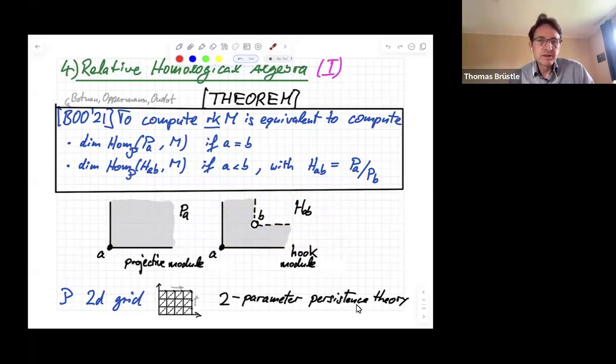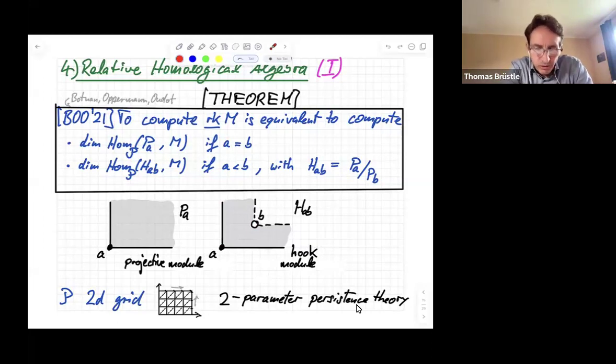Computing the rank invariant is really equivalent to computing the dimension of Hom spaces from this given set, the projectives and the hook modules, into my given module M. And they prove this theorem just by, to some degree, elementary calculations, they do some base change. They show really computing one invariant is equivalent to computing the other invariant.